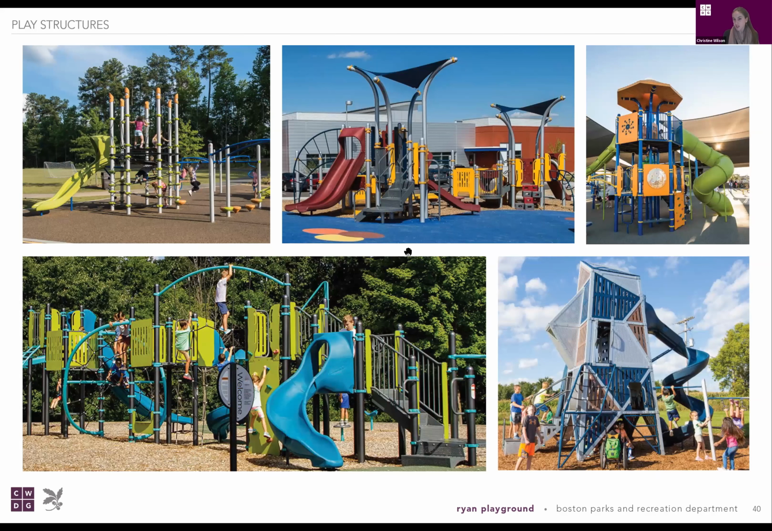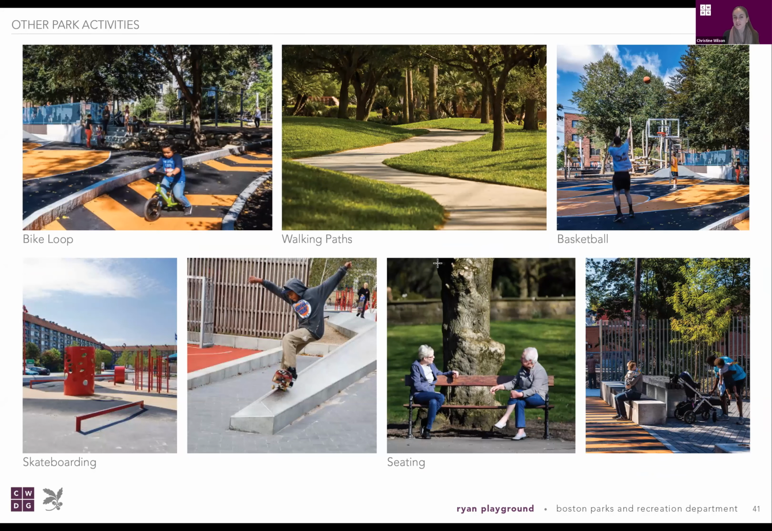As far as play structures, I already mentioned towers, post and platform. And then other park activities, the bike loop, the walking paths. Do we have skateboarding or basketball? And then seating. Benches, small tables, larger communal tables. We heard a preference, I think, last meeting for communal tables would be of interest. Any other thoughts?